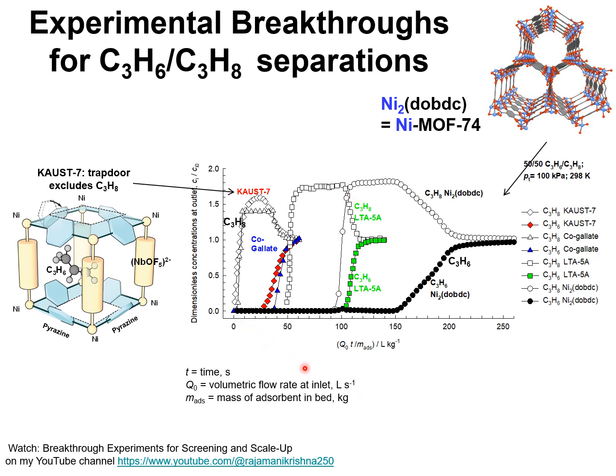The x-axis I use here is a modified time parameter that consists of a product of Q naught, the volumetric flow rate at the inlet in liters per second, times the actual breakthrough time in seconds, divided by the mass of adsorbent in the bed in kilograms, and the units of the x-axis are liters per kilogram.